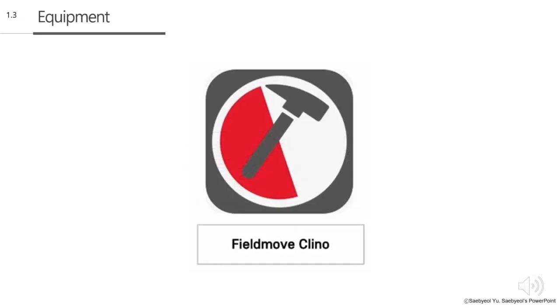For data collection, we use FieldMove Clino, a mobile app for structural geologists. It measures orientation like strike and dip direction in the field, making it easy to record, visualize, and export data. This tool ensures accuracy and efficiency in our analysis.